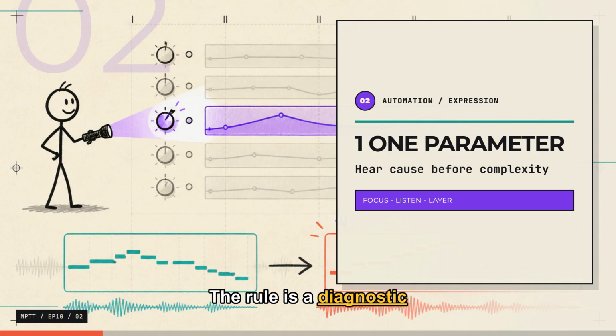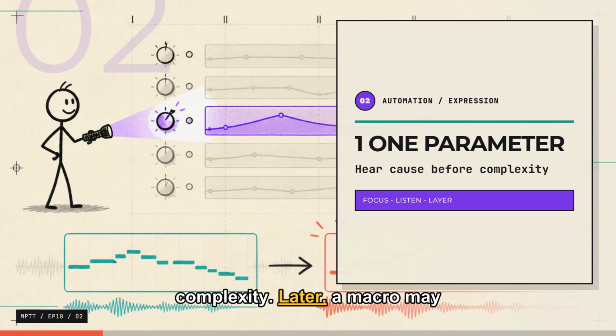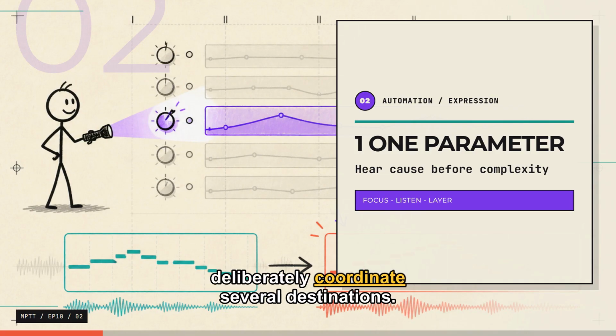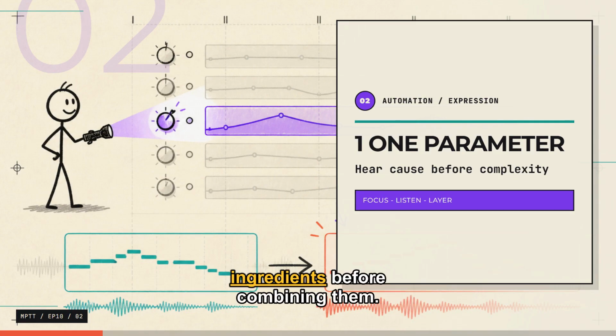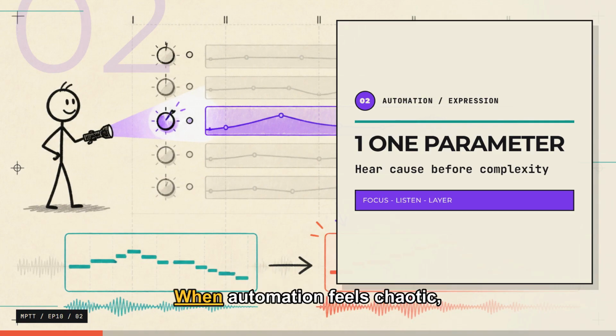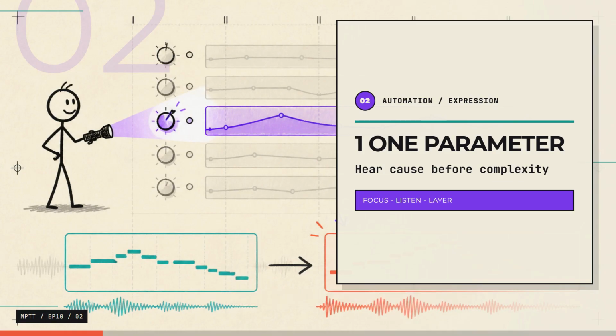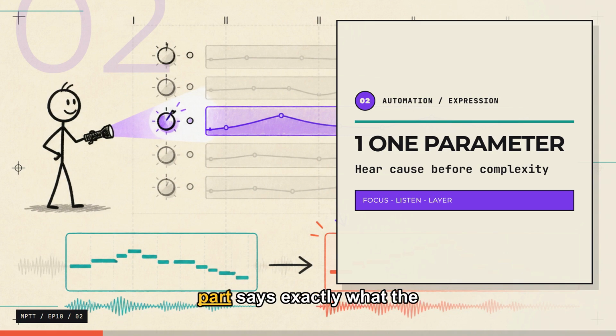The rule is a diagnostic method, not a ban on complexity. Later, a macro may deliberately coordinate several destinations, but you should understand the ingredients before combining them. When automation feels chaotic, mute every lane and restore them one by one. The goal is not the highest lane count. It is one focused movement, followed by another, until the part says exactly what the arrangement needs.